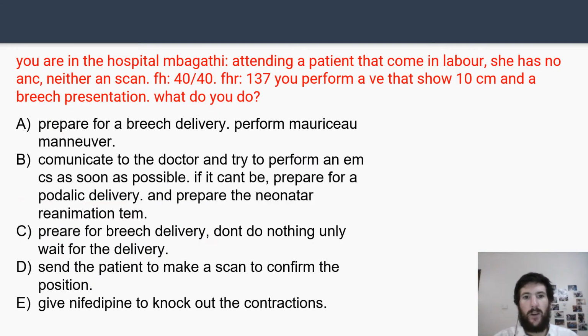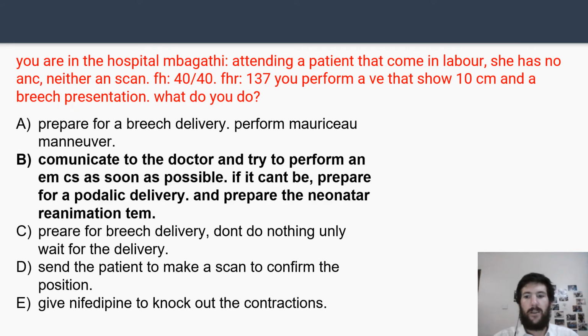So here I ask you a question. You're in the hospital attending a patient that comes in labor. She has had no antenatal care, neither a scan. The fundal height shows you that she's at term and the fetal heart rate is normal. You perform a VE that shows 10 centimeters dilatation and you palpate a breech presentation. What do you have to do? So I encourage you to think a little bit about this and then we will show you the answer.